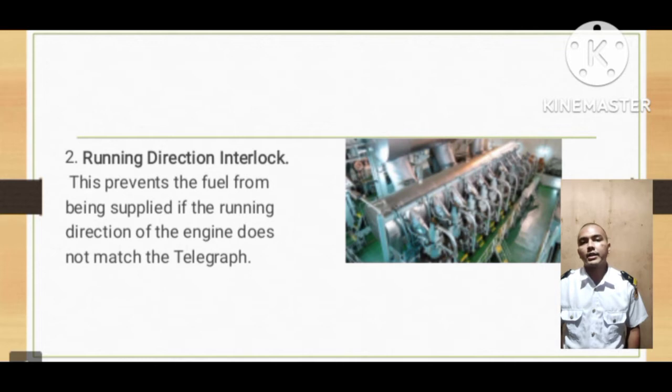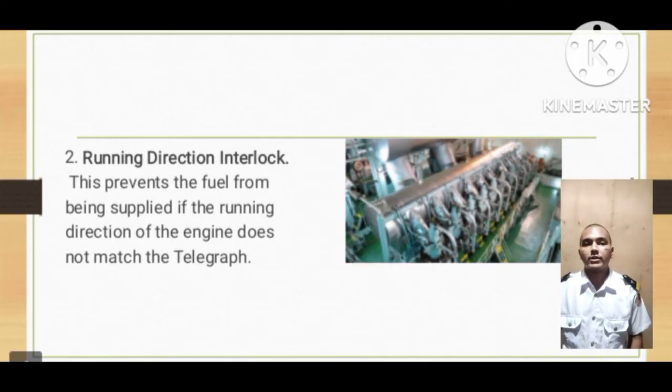Why? Because the running direction of the engine is important in a crash maneuvering, when the starting air is used to apply the brakes on the engine by reversing the operation. So the admission of fuel to the engine is prevented if the running direction of the engine does not match the telegraph lever. It is fitted at the forward end of the fuel pump.